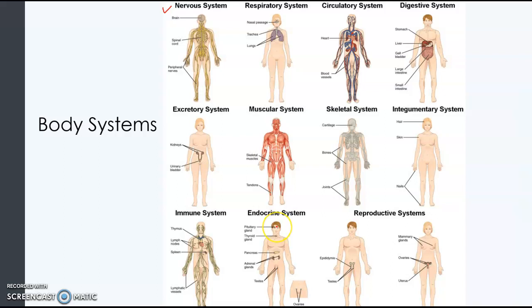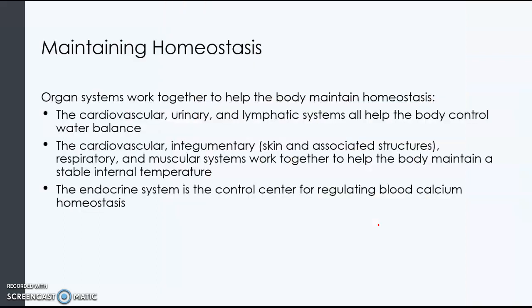The pituitary gland is found in the brain, along with the pineal gland. The thyroid gland is found in the neck area. The pancreas is found kind of behind the stomach. The adrenal glands are found sitting on top of the kidneys. And this is a man, so it would be testes, but in a woman it would be the ovaries. And then you have the reproductive systems, with male and female reproductive systems shown there.